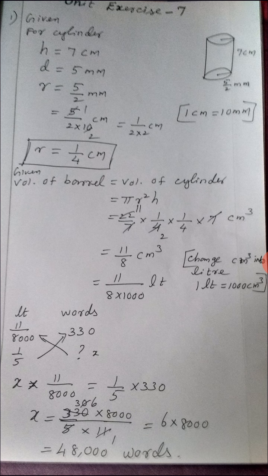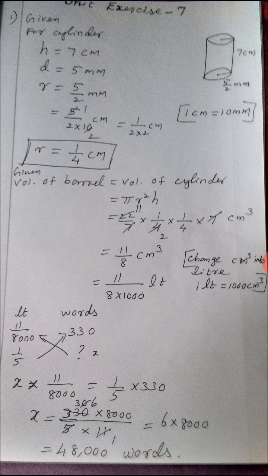Here I draw the cylinder picture. The height is given 7 centimeter and diameter is given 5 millimeter. So first to find radius, 5 by 2 millimeter. Now I am converting millimeter into centimeter. Why? Because height is given in centimeter. So I am bringing all into the same unit.